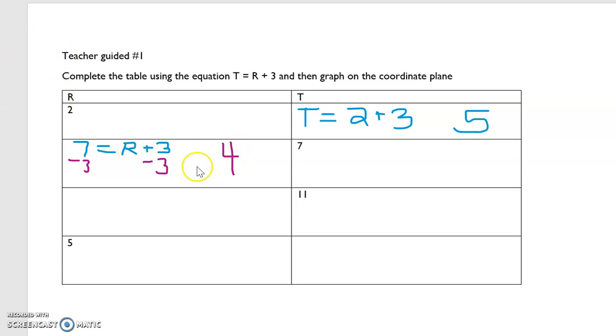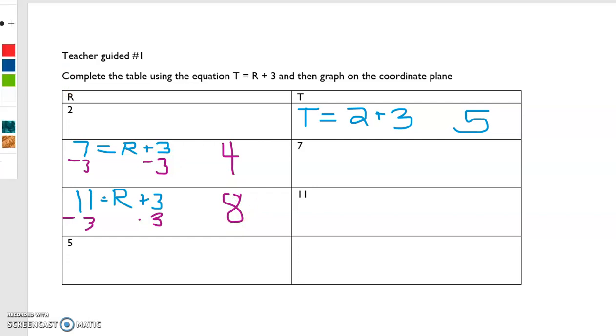The next one, I have that t is 11. Again, each time I do this, I'm going back into the original equation, replacing t with 11. And here again, I'm solving for the r. So instead of adding these two, I would be subtracting. 11 minus 3 tells me that r would be 8. One more box to fill in.